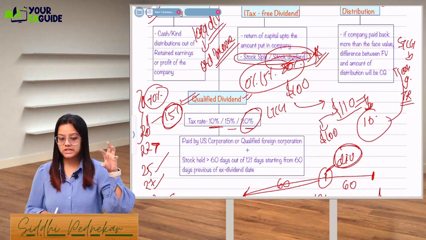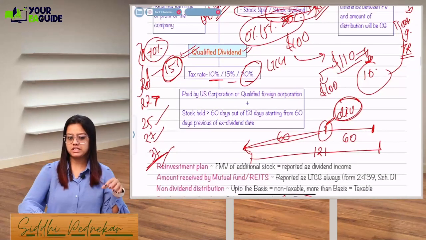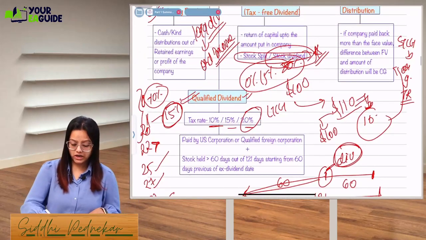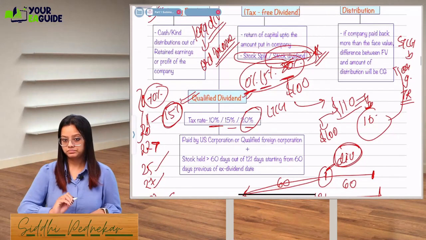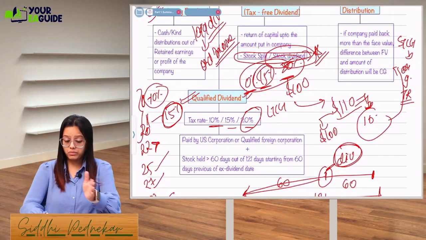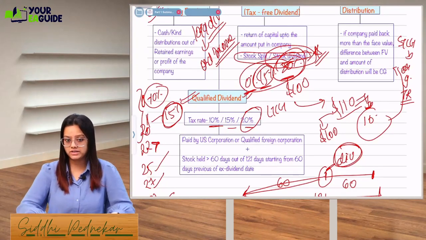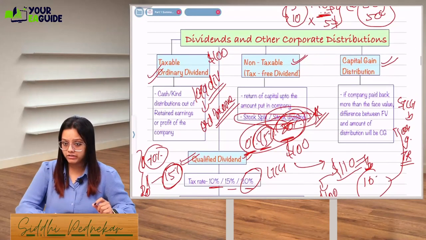Okay, 0% or maybe 15%, 20%, 22%, 25%, 27%, 37%, whatever is the percentage, you are going to take the lowest one. Okay, let's say if it's more than 15, you have to take 15. More than 20, maximum 20 only you will charge, not the ordinary tax rate. That is the benefit of a qualified dividend.